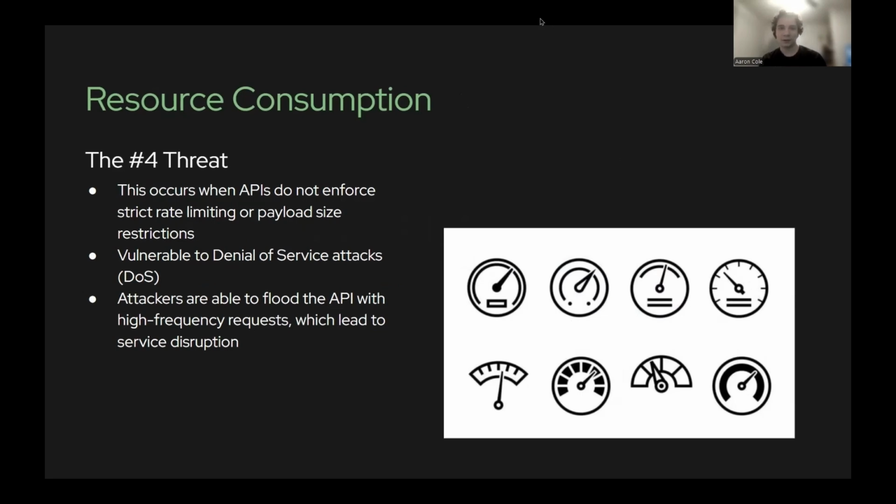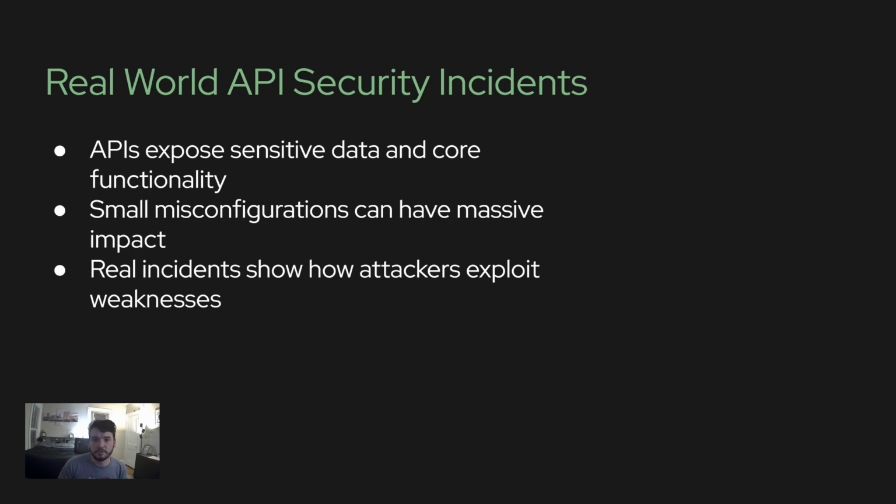Today I'm going to talk about real-world API security incidents and how vulnerabilities in APIs have led to major data breaches. APIs are used everywhere in modern applications, and they often handle sensitive data and important system functions. Because of this, they become a major target for attackers. Even small mistakes in API design can lead to very large security problems.